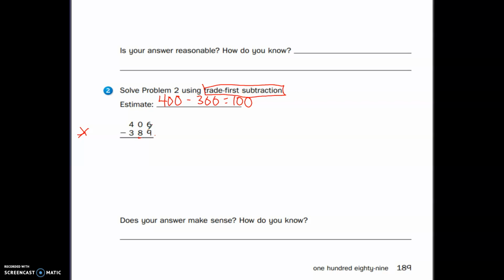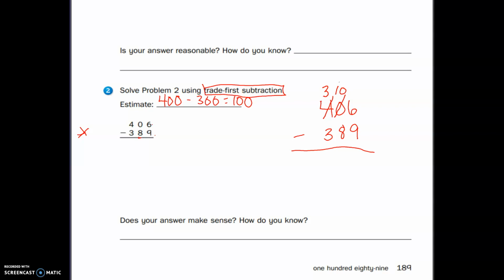I am going to rewrite the problem over here so I have more workspace. So 406 minus 389. All right. So I am going to trade one of my hundreds. So I'm going to have one less. So I have 3 hundreds. And I'm going to trade those hundreds. I'm going to break it apart. So there's 10 tens in that 100. So I'm going to take those 10 tens and put it in my tens place.